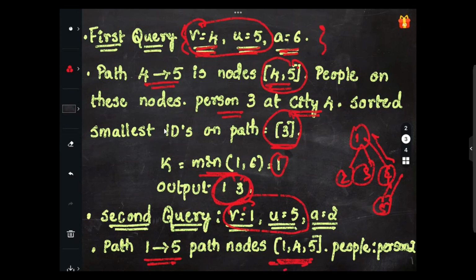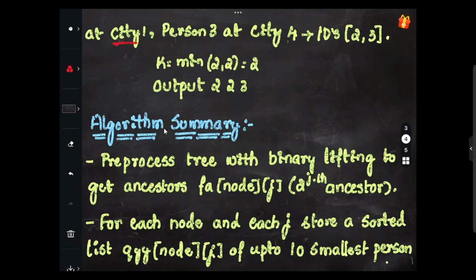The same thing goes from here. But for the first query, we directly consider from 4 to 5. There is only one path. But from 1 to 5, a person has to move to 4, then 4 to 5, right? So the path nodes are 1, 4, 5 here. People: person 2 at city 1, this is fine. Yep. Person 3 at the city 4. So the IDs are 2 comma 3, right?